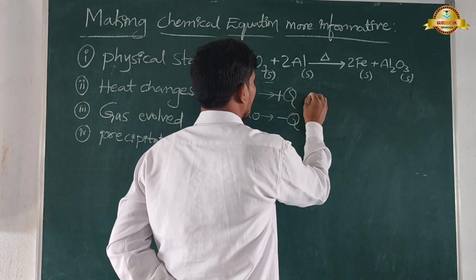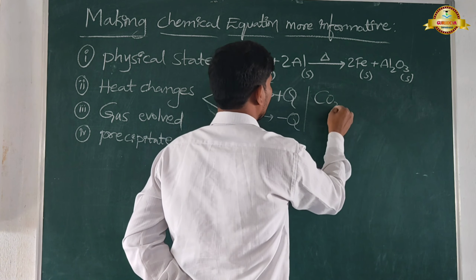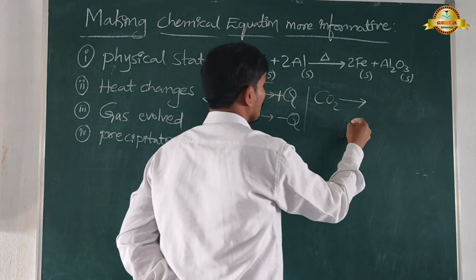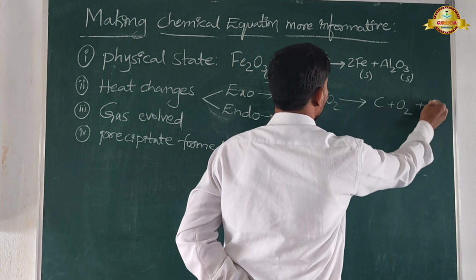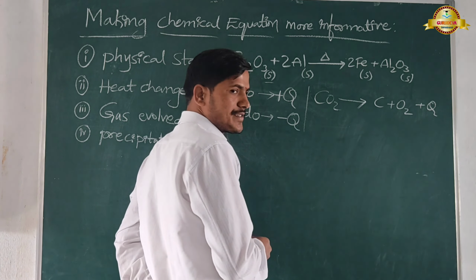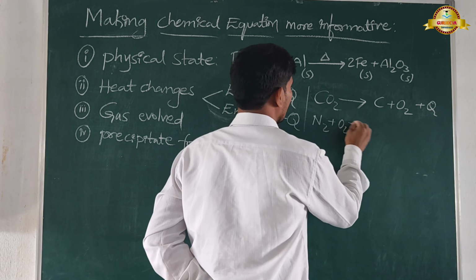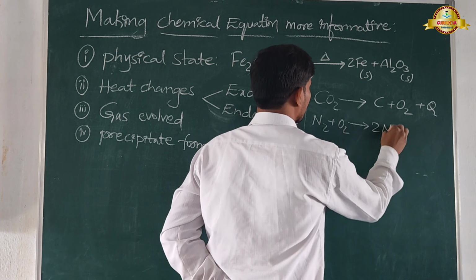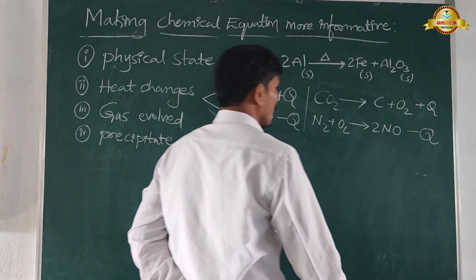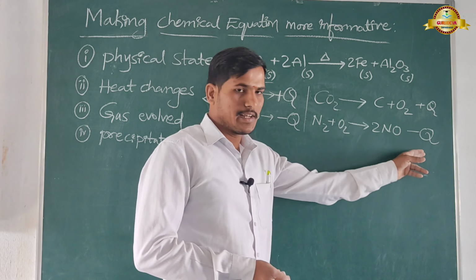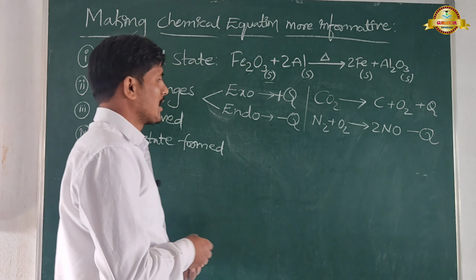that time it is said to be an endothermic reaction. For example, take a chemical reaction: CO2 gives rise to C plus O2. In that time some heat energy is evolved. This is called an exothermic reaction. When nitrogen is treated with oxygen, it will form 2 moles of nitric oxide. In that time it will absorb some heat energy. So that's why it is denoted with minus Q. It is also called an endothermic reaction.